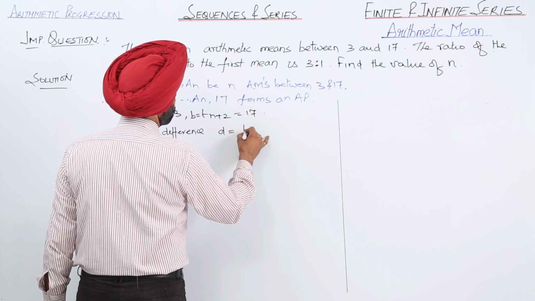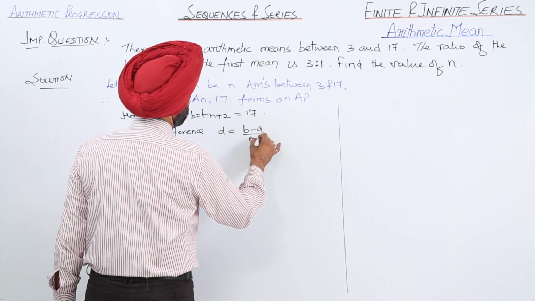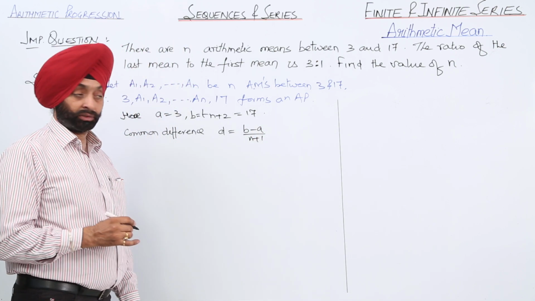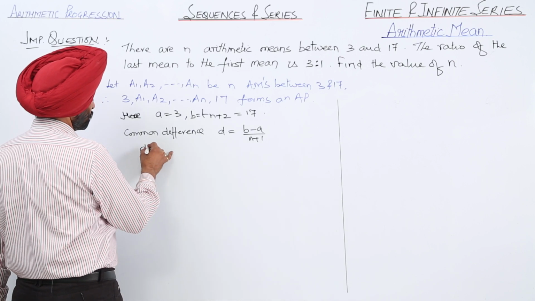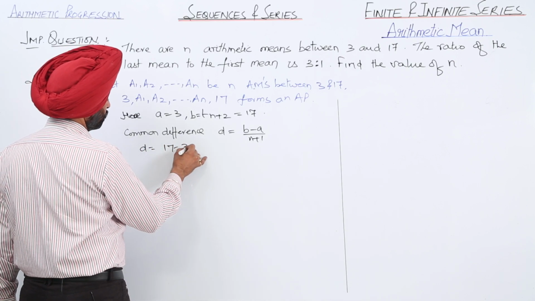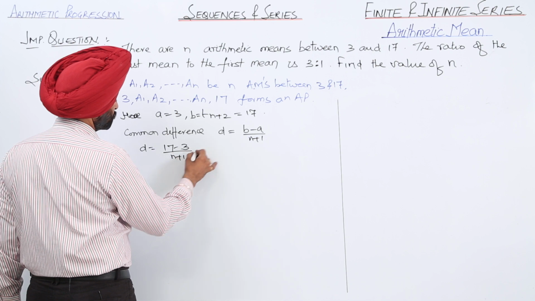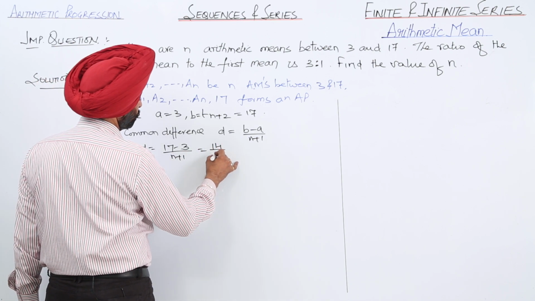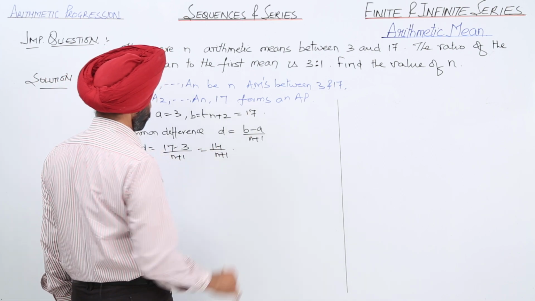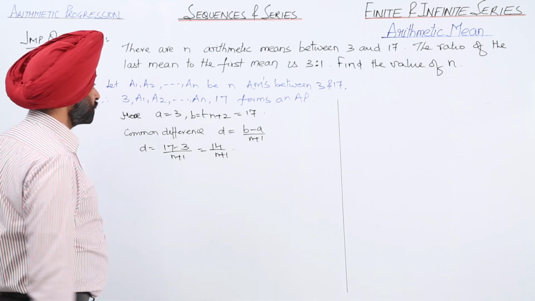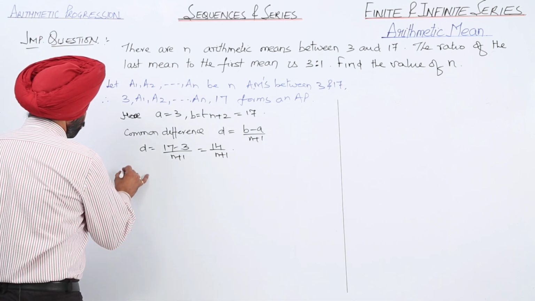Now, the common difference d is equal to (b minus a) upon (n plus 1). This we have already discussed. So d is equal to (17 minus 3) upon (n plus 1). This becomes 14 upon (n plus 1). First thing. Okay.